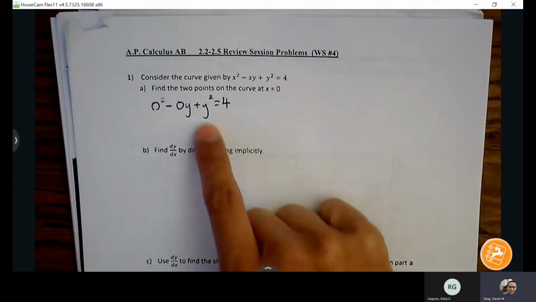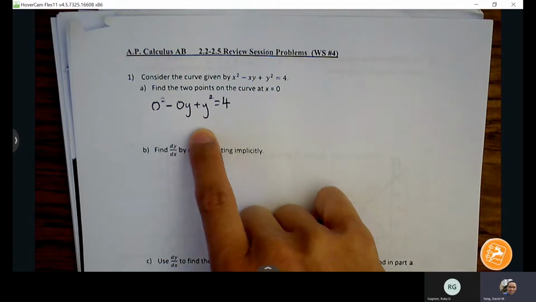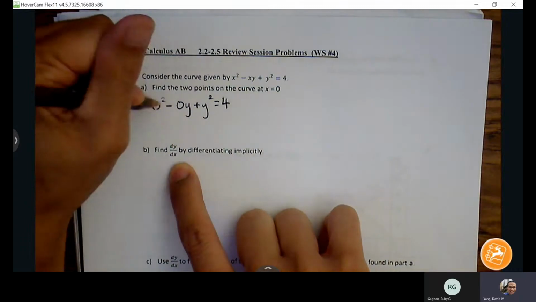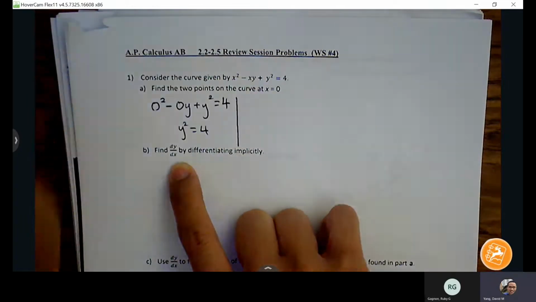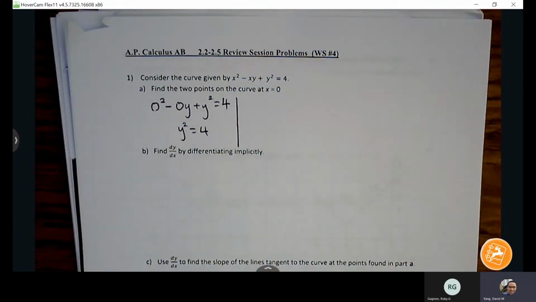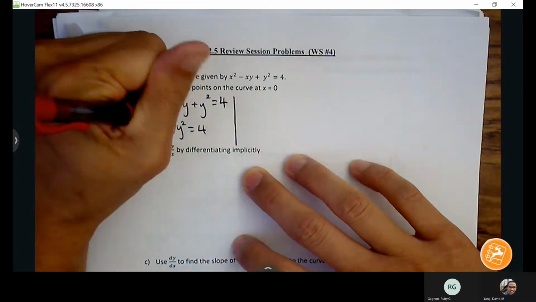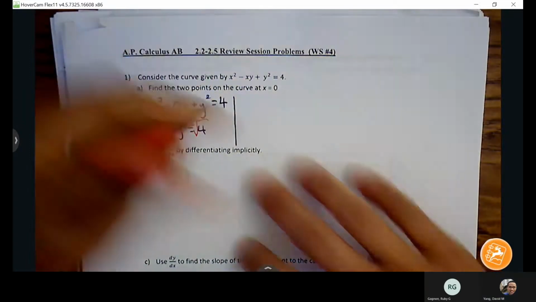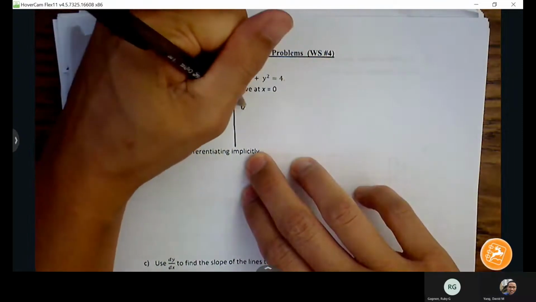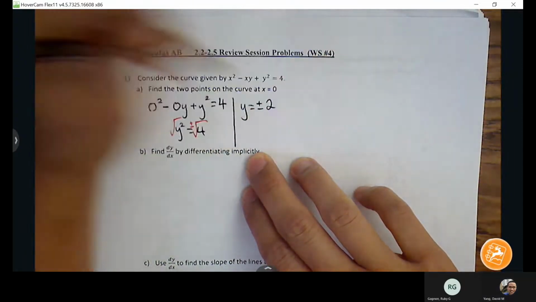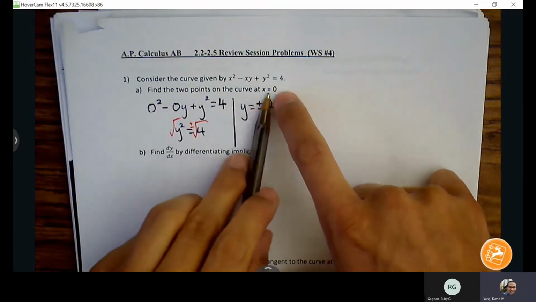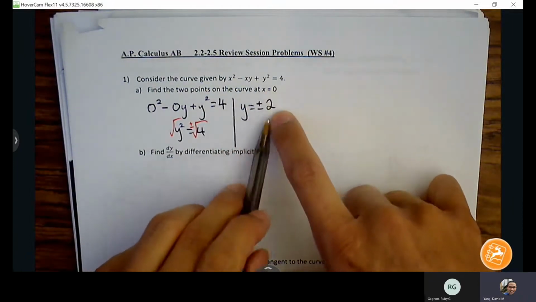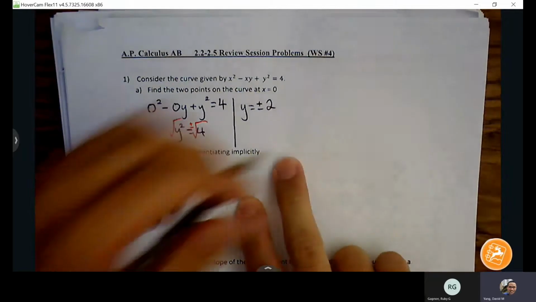So it looks like all the zeros drop out. We're left with y squared equals 4. Take the square root. Plus or minus. Okay. It says find 2 points. Well, this is the result with just one x value of 0. So we have 2 ordered pairs.